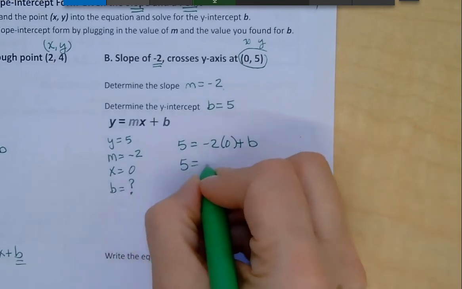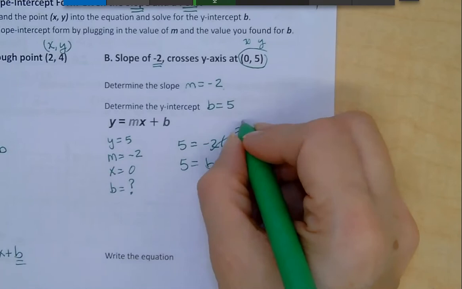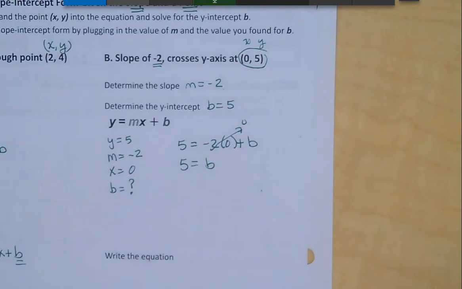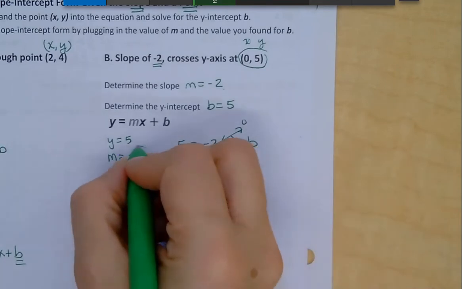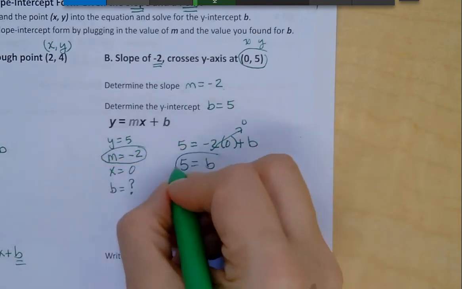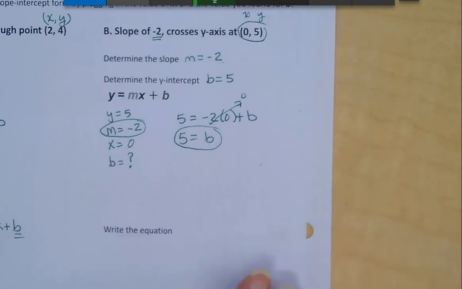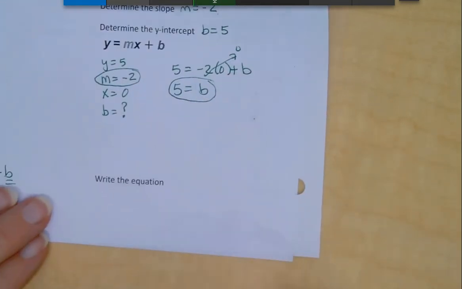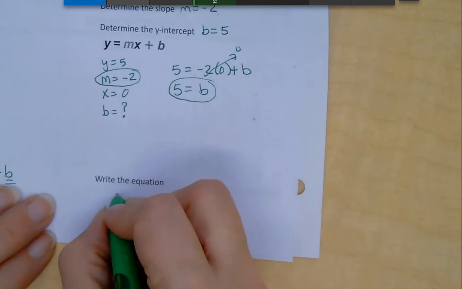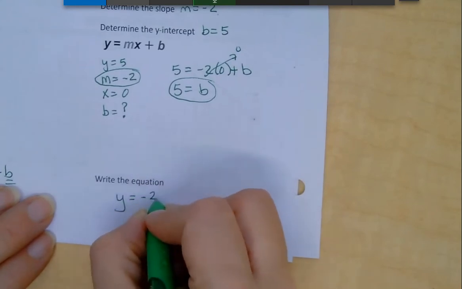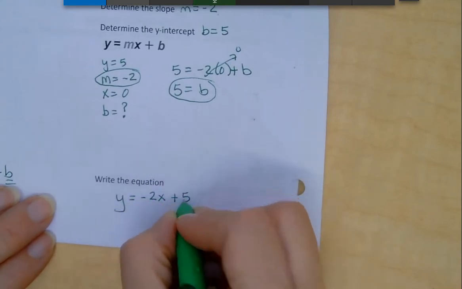5 equals b, because that just goes to 0, right? So 5 equals b. Sure enough, that is my y-intercept. I have my m that they gave me, and I have my b, which they actually gave me, but I also could figure that out by algebraic computation. I'm going to write my equation. It's y equals negative 2x plus 5.